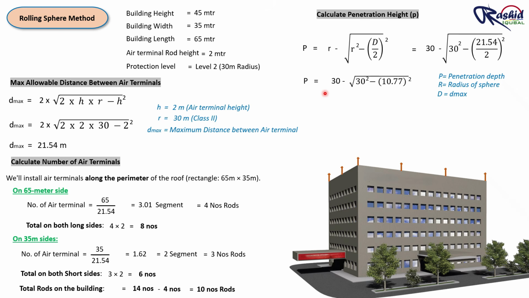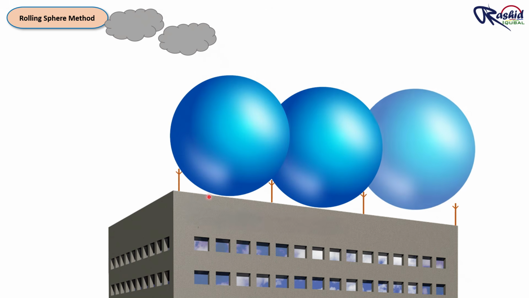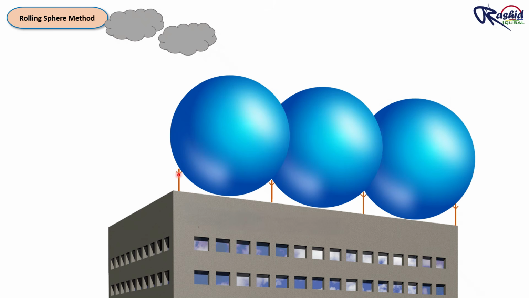After solving this, we get P equal to 2 meters. This means that the rolling sphere dips 2 meters downward between two rods. Now, since our rod height is also 2 meters, the sphere just touches the tip of the rods. So the roof is protected, but only at the minimum level. This is the warning point.